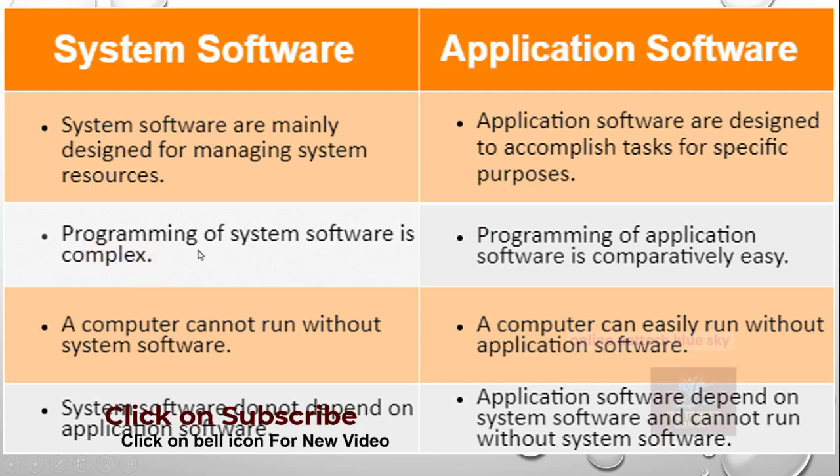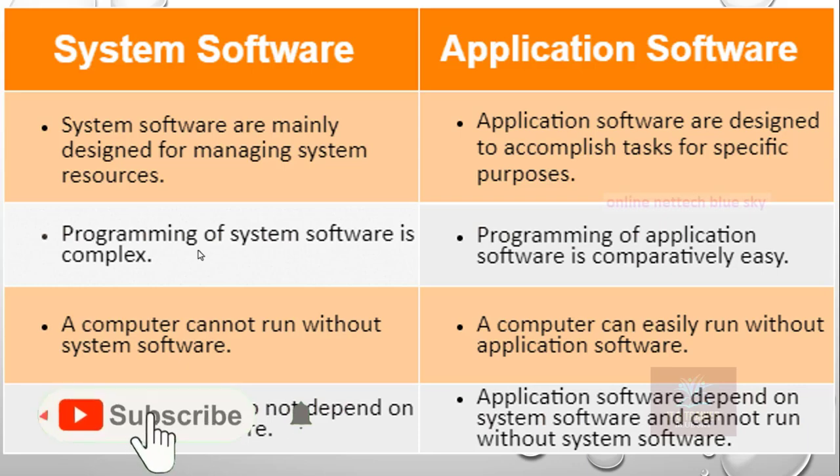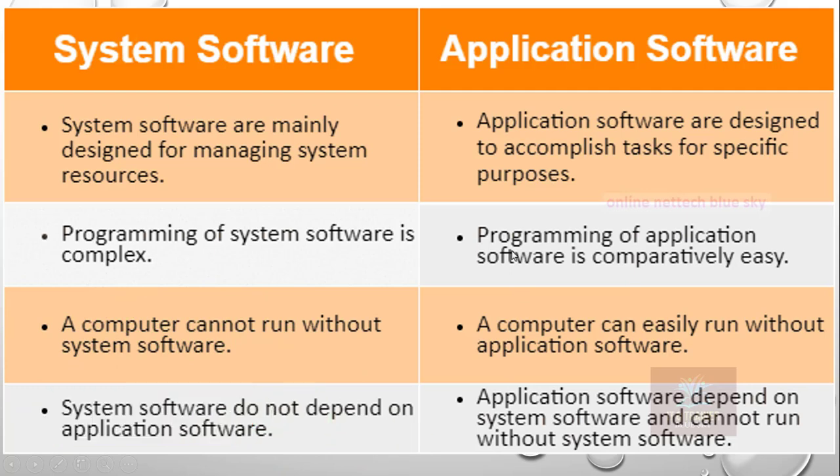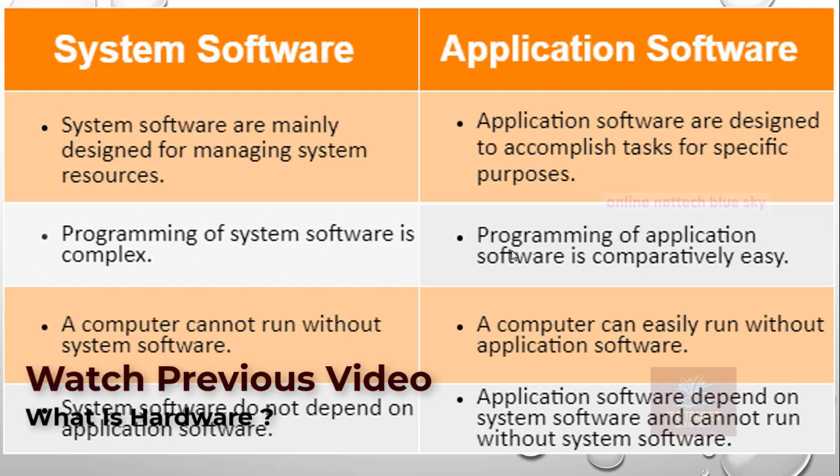This is very important, because system software is the main part of your system. It is the main machine and main device. On the right side you can see that application software depends on system software and cannot run without system software. So application software needs system software.